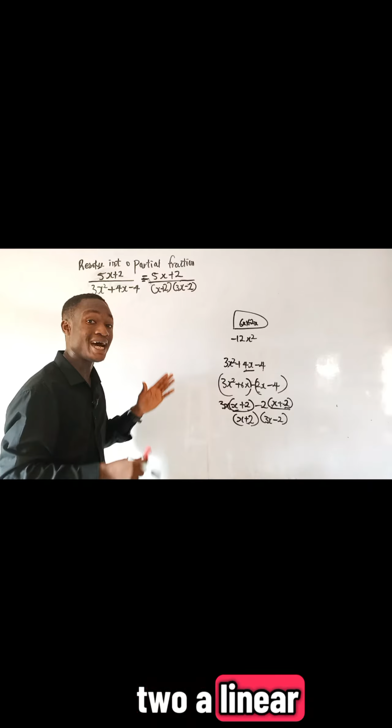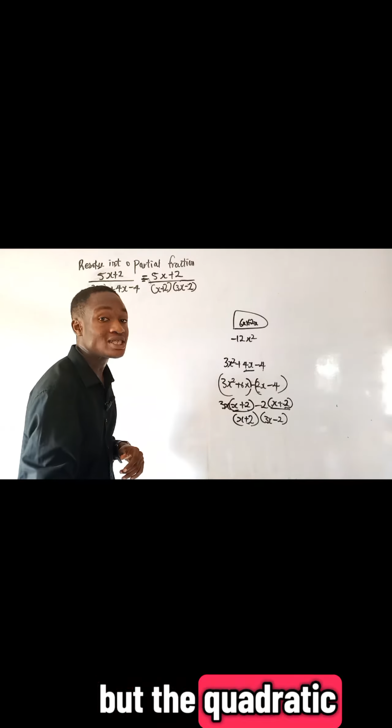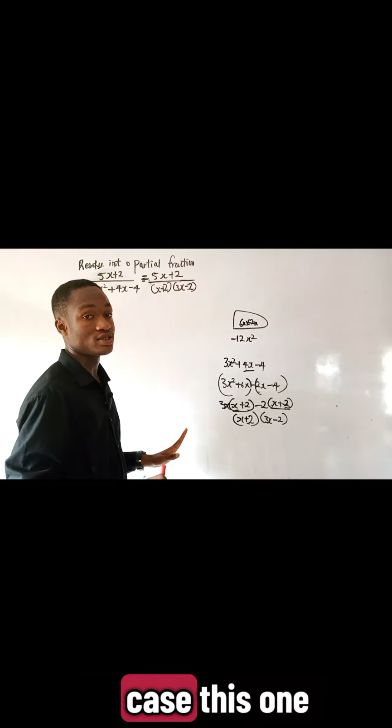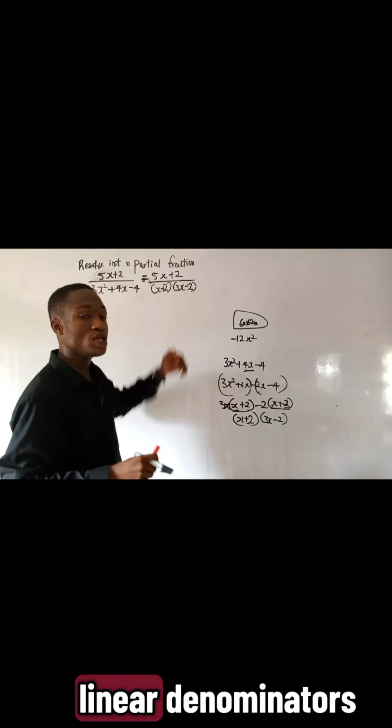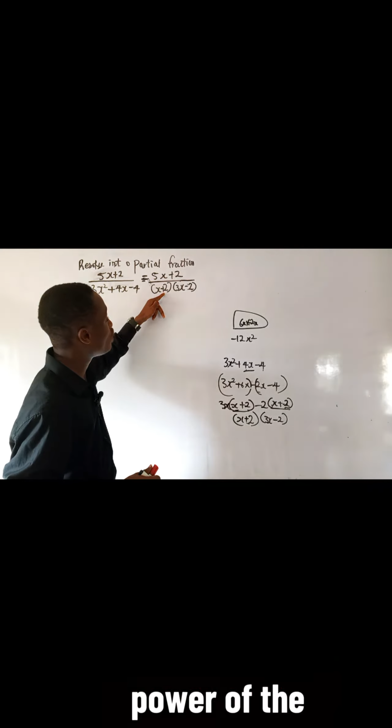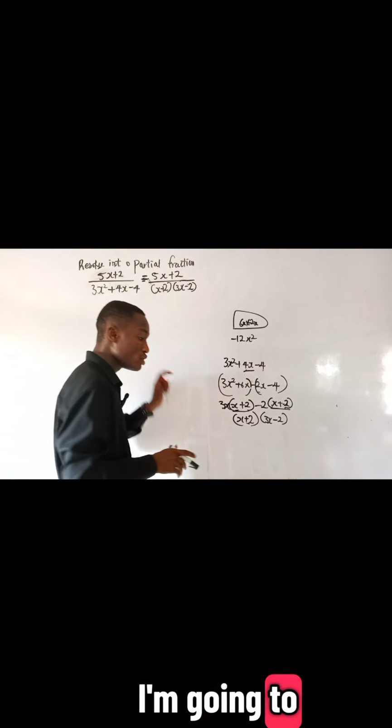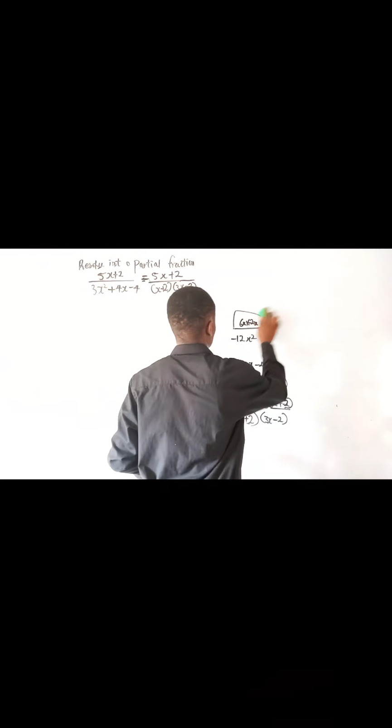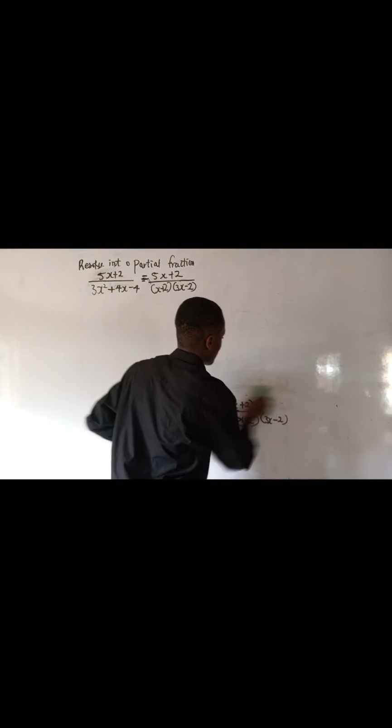There might be a linear and a quadratic, but the quadratic cannot be factorized. That's a different case. This one now is linear denominators, where the highest power of the unknown is just 2. So I'm going to be using this method. So I'll print this, and I hope you understand that.